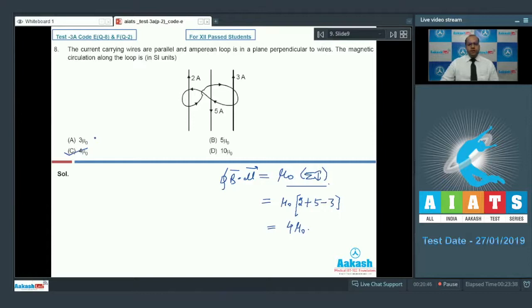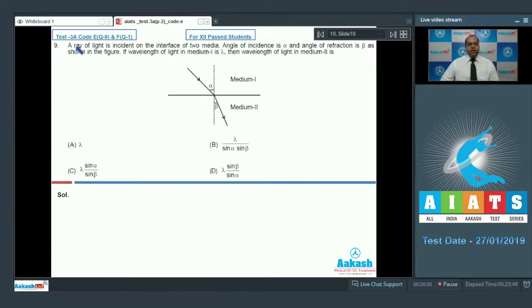Let's move to question number 9. In question number 9, a ray of light is incident on the interface of two media. The angle of incidence is alpha and the angle of refraction is beta, as shown in the figure. If the wavelength of light in medium 1 is lambda, then the wavelength of light in medium 2 is.